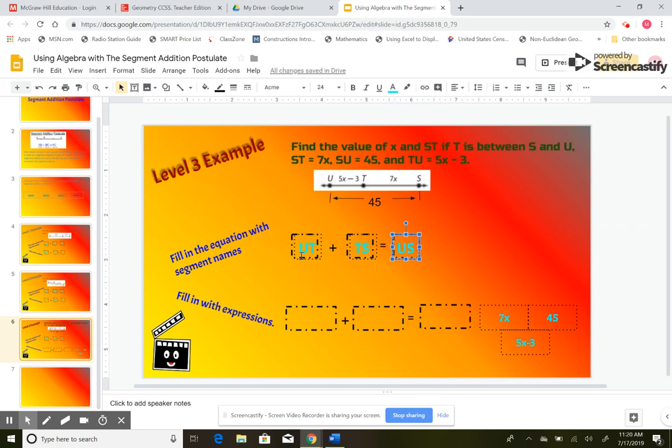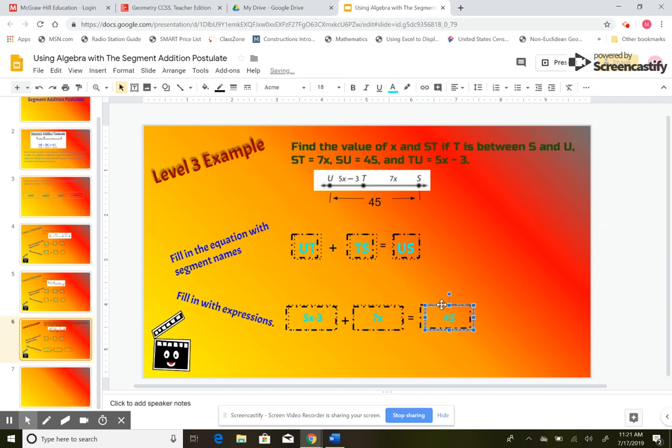So again, in this case we have expressions instead of numbers. What is the expression between U to T? Well, up here we have 5x minus 3, so I'm going to go ahead and drag that box in the first one. Then between T to S is 7x. And for the last one, from beginning to end, U to S is 45.